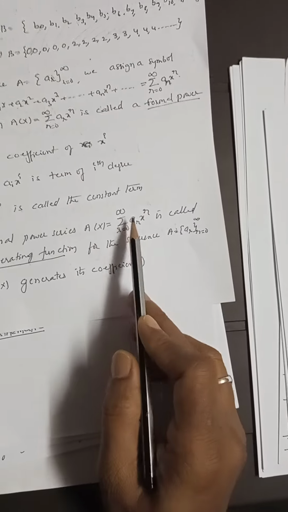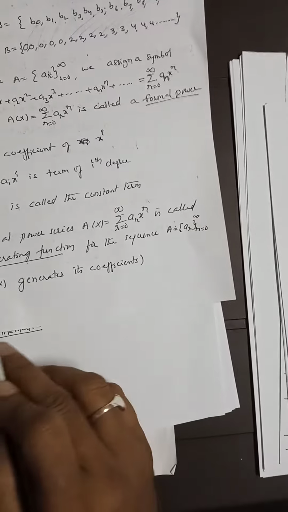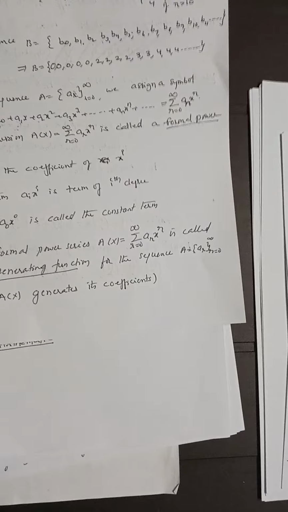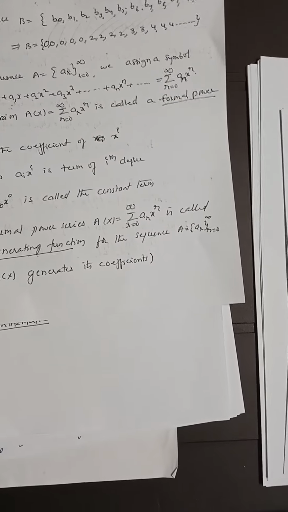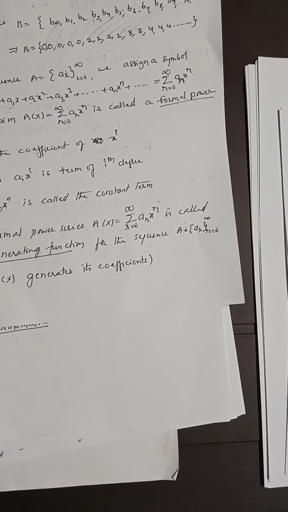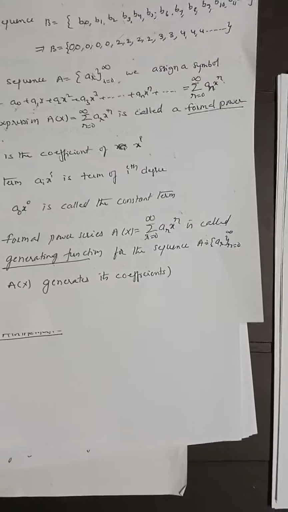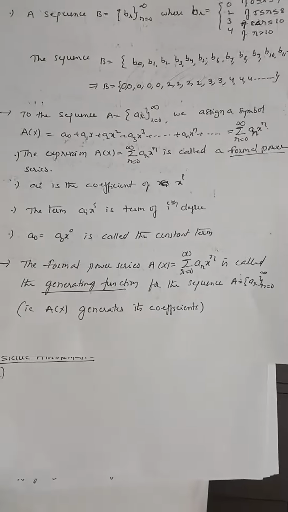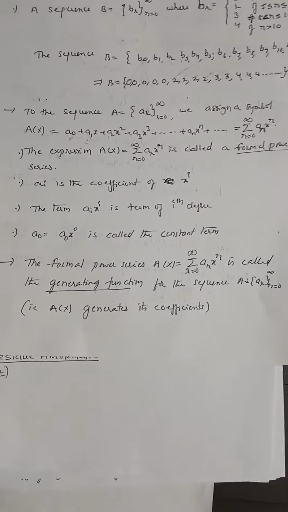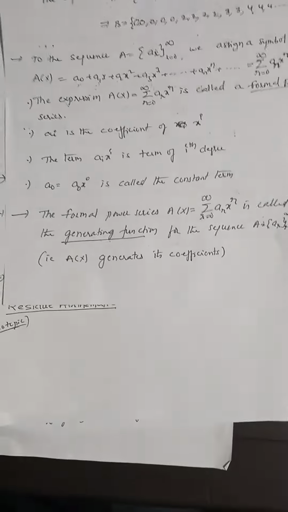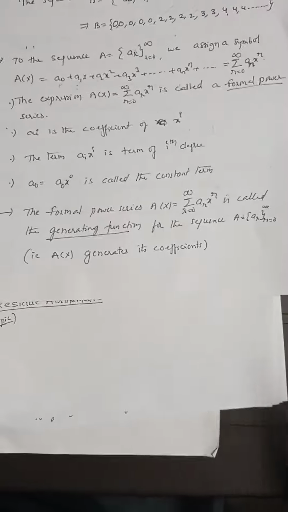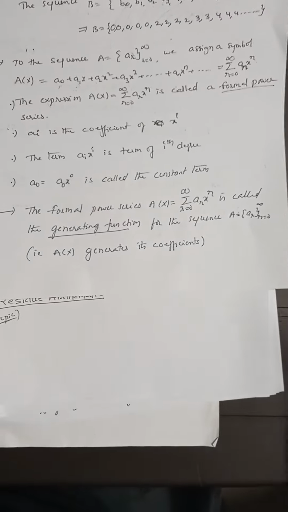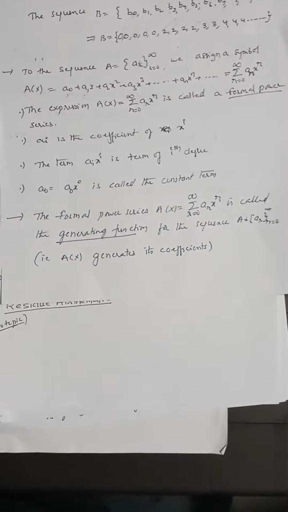Right, now here the important thing is the formal power series a of x, summation r running from 0 to infinity a r x power r, is called a generating function. It is the generating function for the sequence a equal to a r, r running from 0 to infinity. That means this generating function generates the coefficients of x. Those are the terms of the sequence which generates the coefficients of a power series. That is called a generating function.